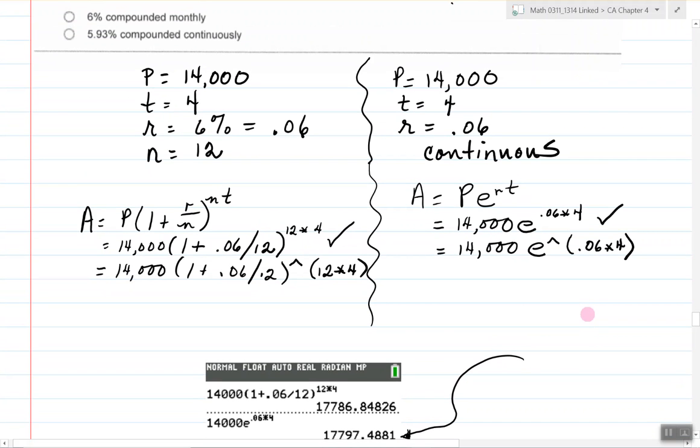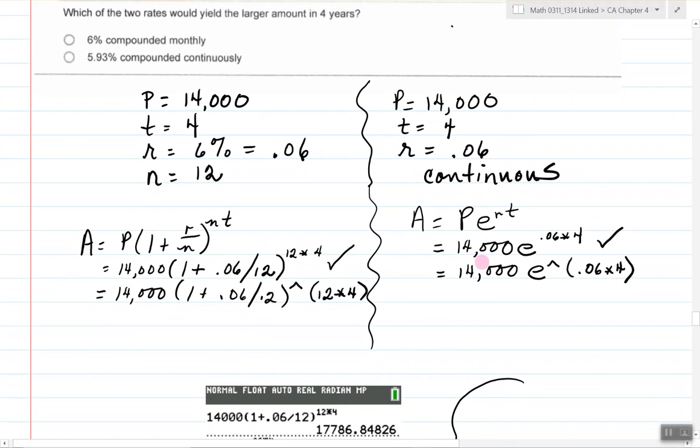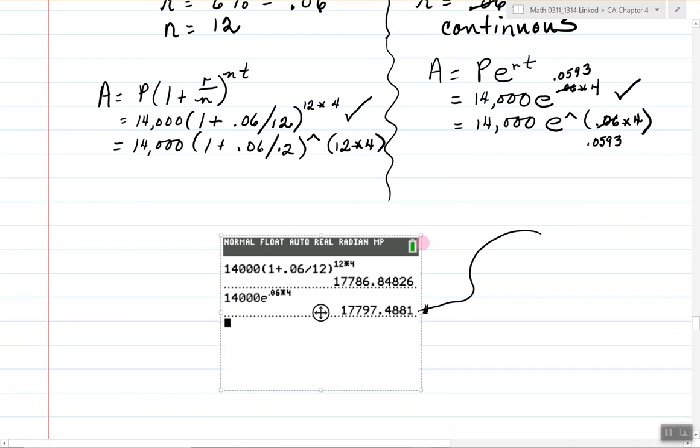And I completely messed this up. I am so sorry. I did not read carefully. I hope you were screaming at the video. This is 0.0593. So this is 0.0593. They reduce that just a little bit. 0.0593. I have to go back. So sorry.